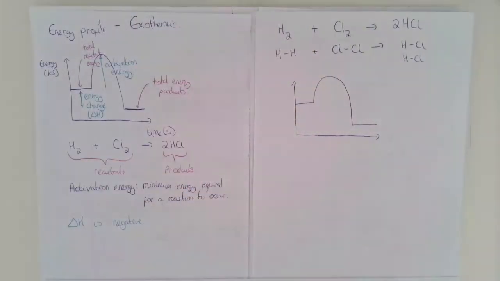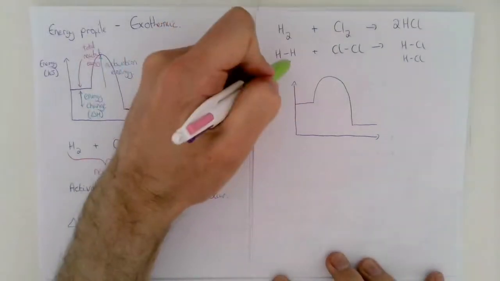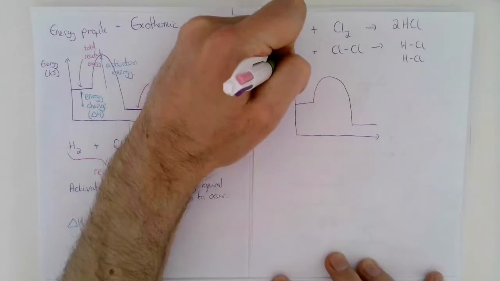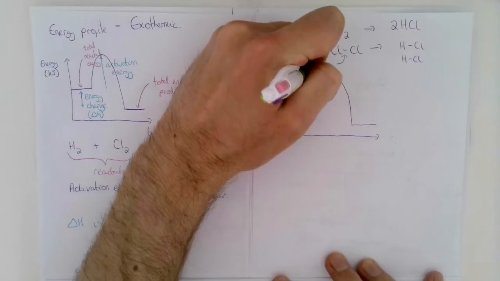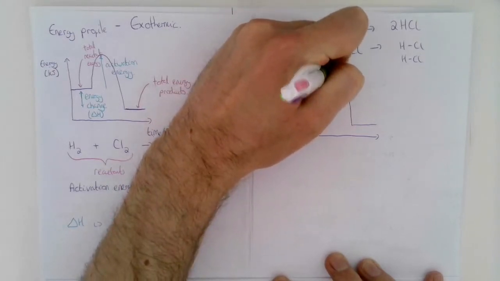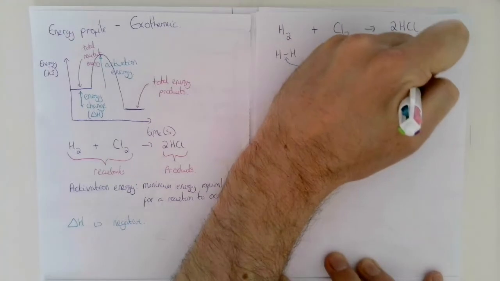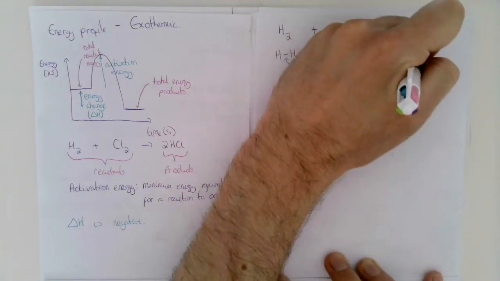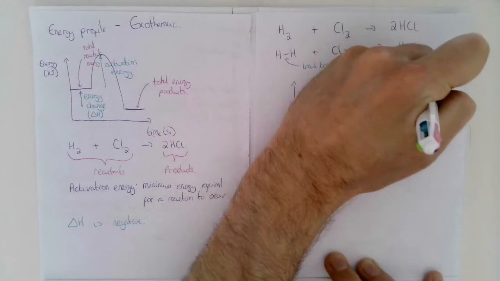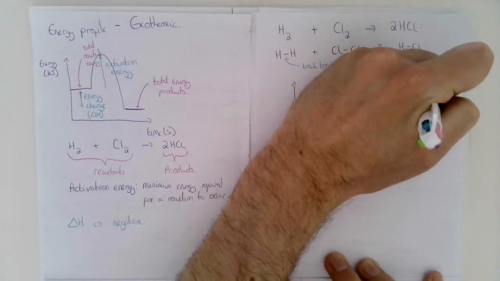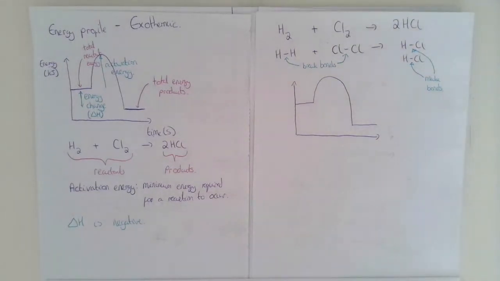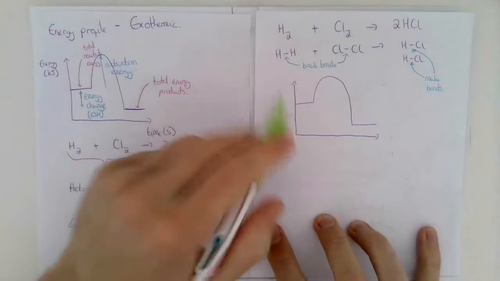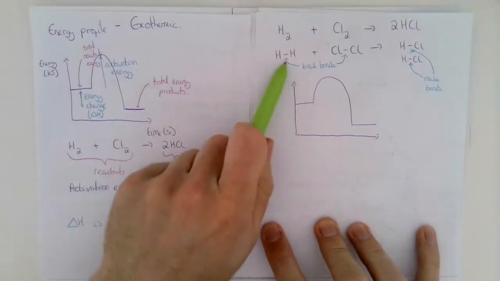Now we can think slightly differently about the energy profile. In order to get the reaction to work, I need to break that bond and that bond. So break bonds. Those two bonds need to be broken, and then by the time the reaction's finished, I also need to have made these two bonds here. Now in order to break these two bonds, you need to put in energy to get them to break.